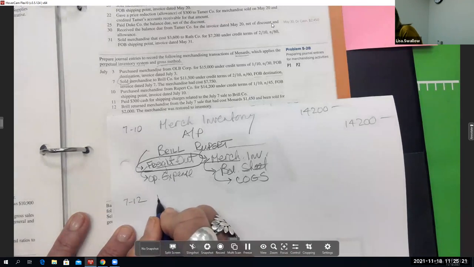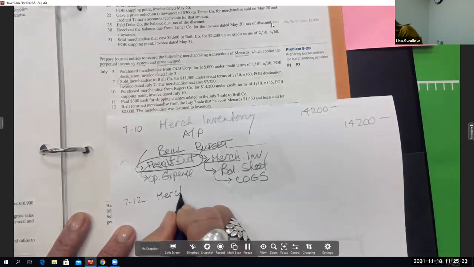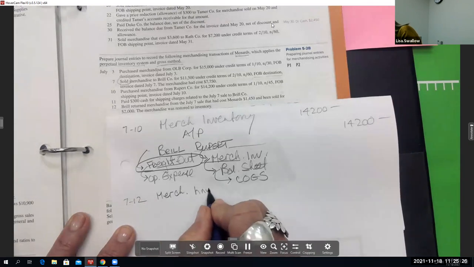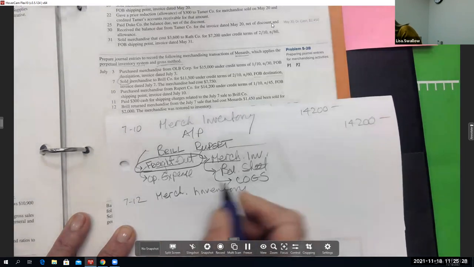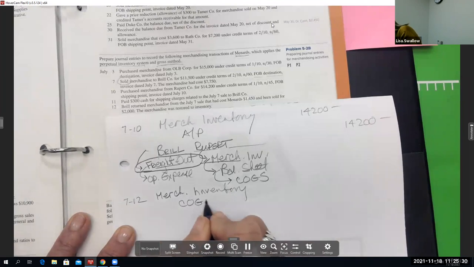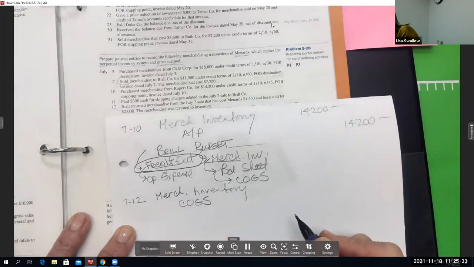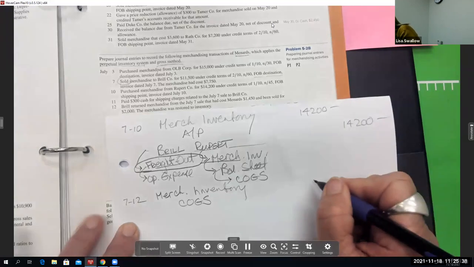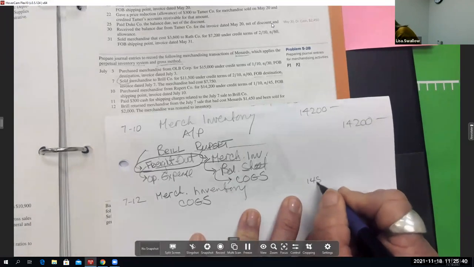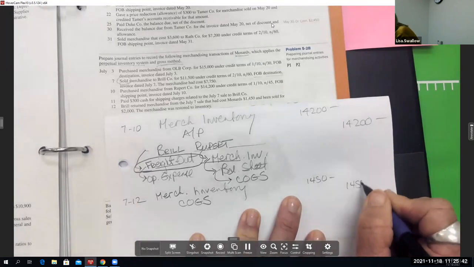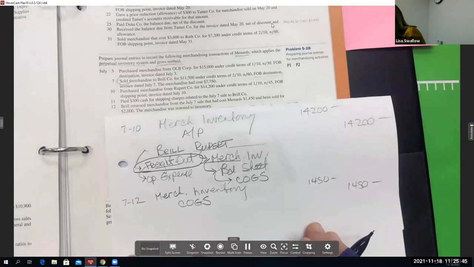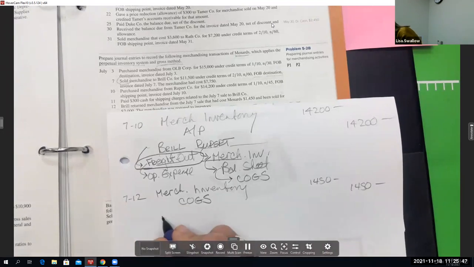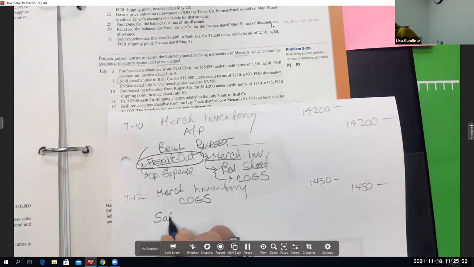I have to think about this. Okay, so the inventory comes back, so I've got to put it back in my warehouse, right? And it's no longer in cost of goods sold. I got to get it off my P&L because it's back in my balance sheet now. And sales R&A.